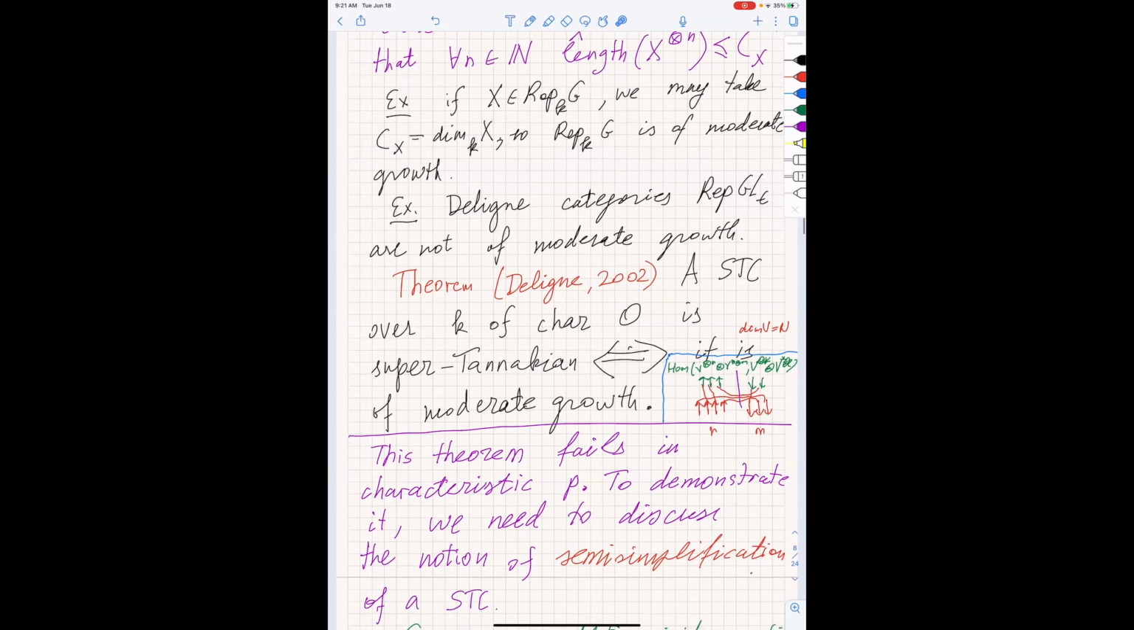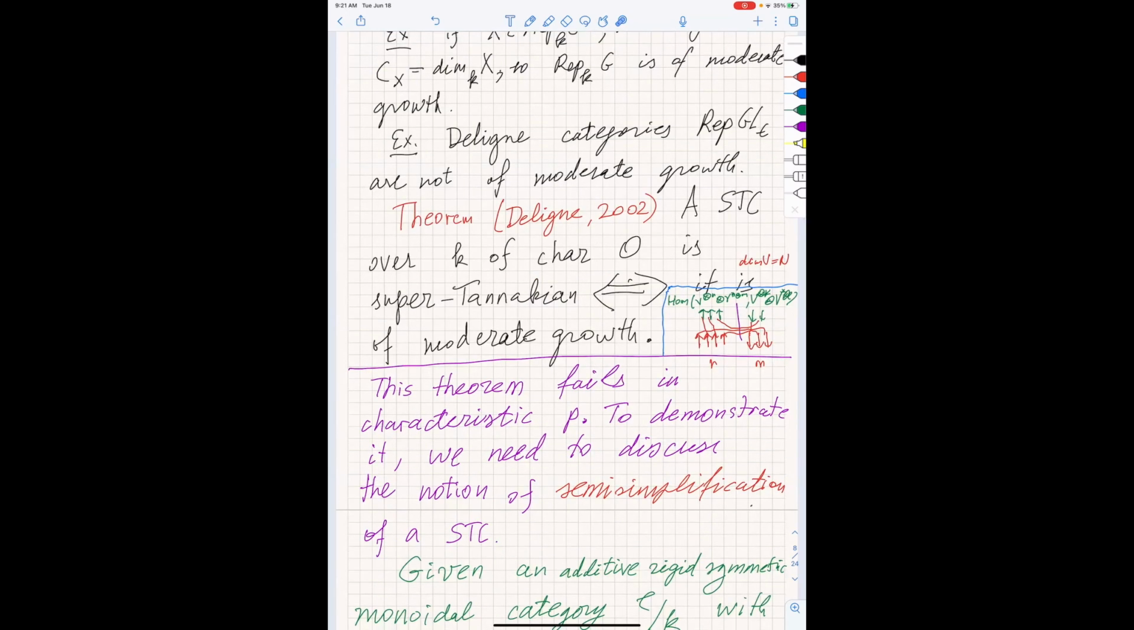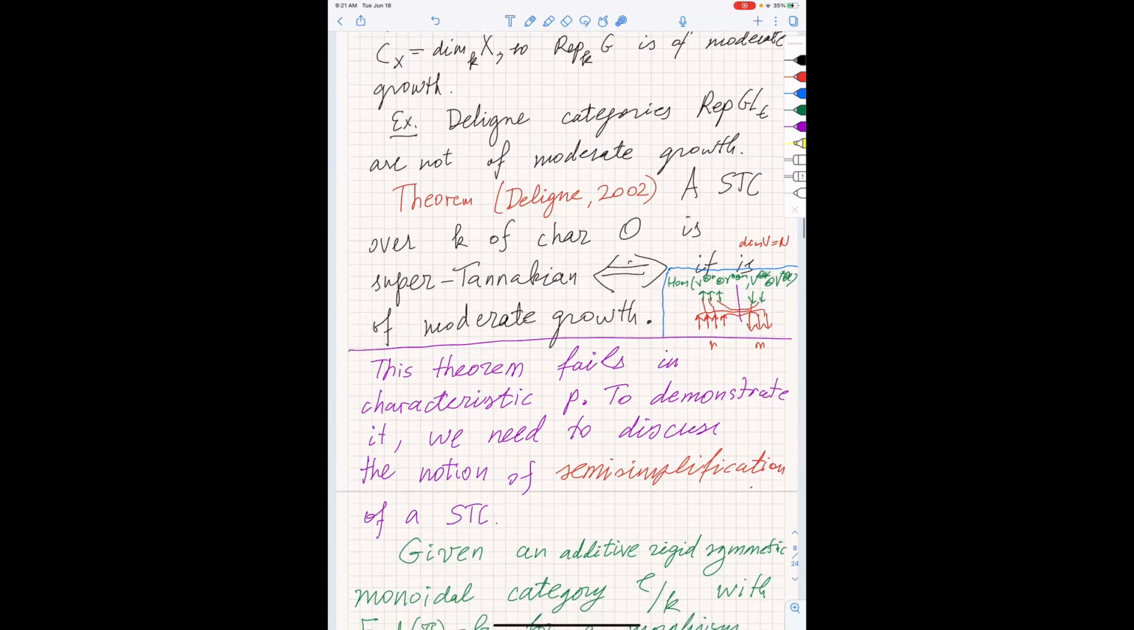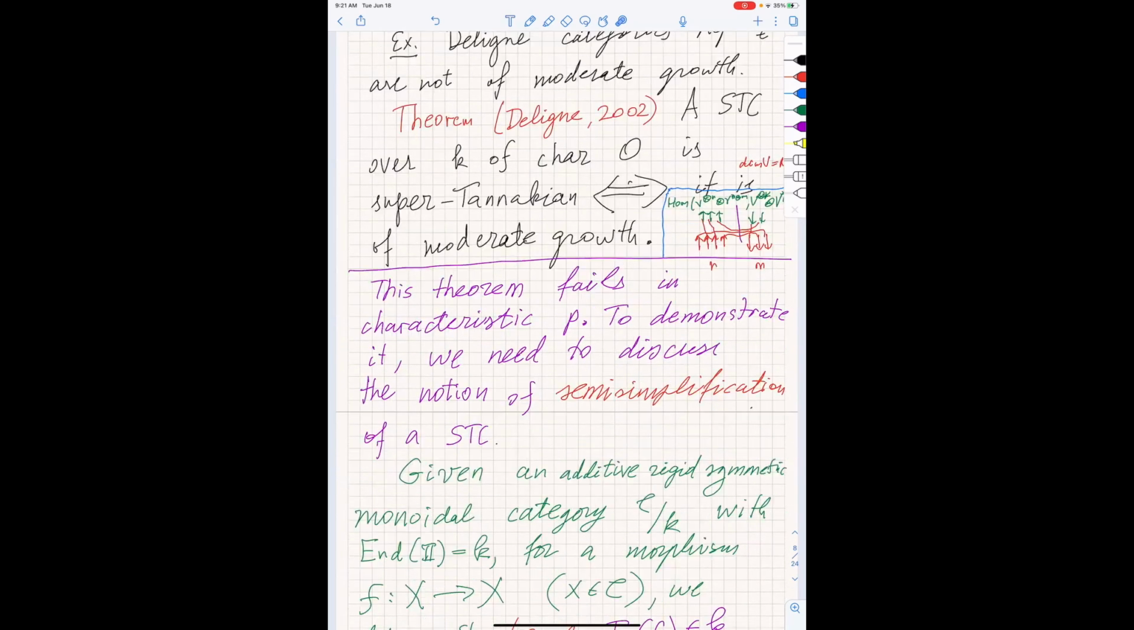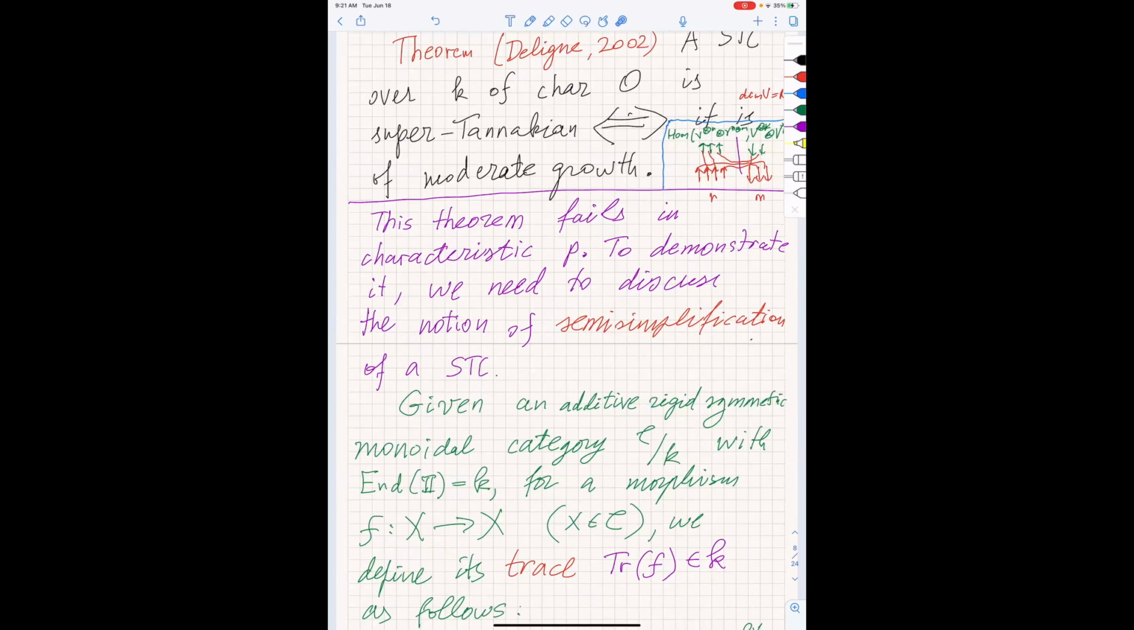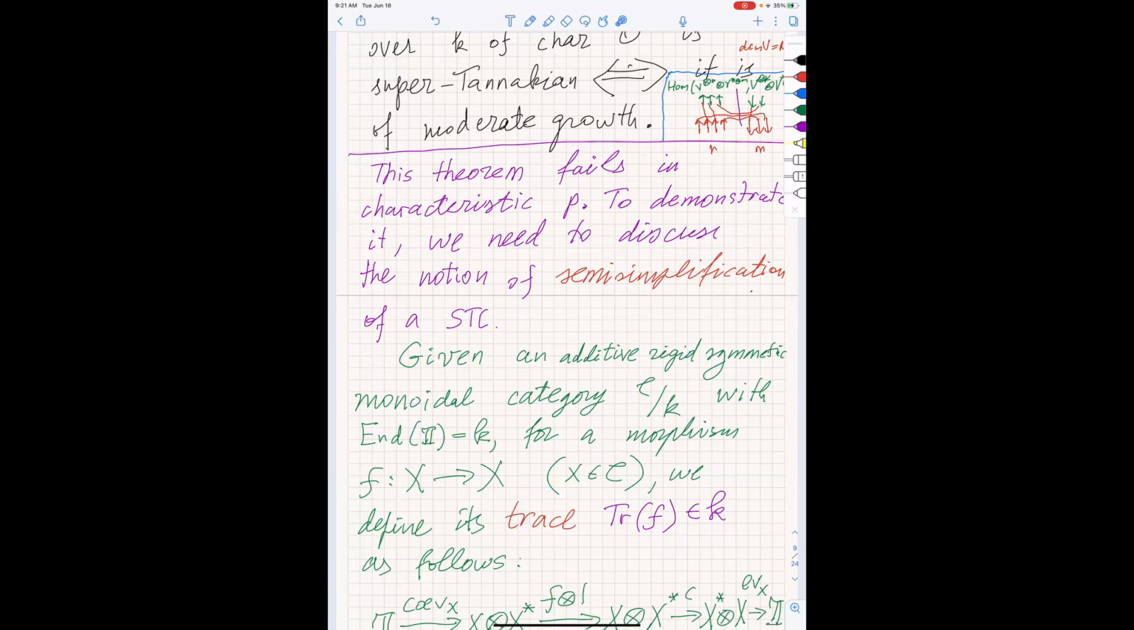All right. So for this purpose, we will need the notion of semi-simplification of a symmetric tensor category, which is the following. This notion is known for tensor categories which are not symmetric, but only pivotal or spherical. But we will use this notion for symmetric tensor categories. So, given an additive category, we can do it in a more general setting when our category is not abelian.